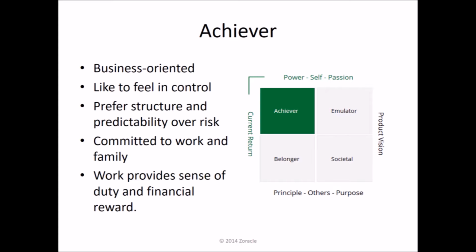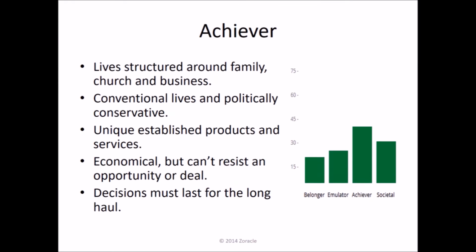His life revolves around those two things. In fact, work not only provides him a sense of financial reward, but in his heart, it's his duty. It's his job to build an empire. That's how he thinks. An achiever lives a structured life around family, church, and business, much like we saw with the belonger. They are also conventional like the belonger, and typically they are politically conservative. They're conservative in many ways, including with their dollars.